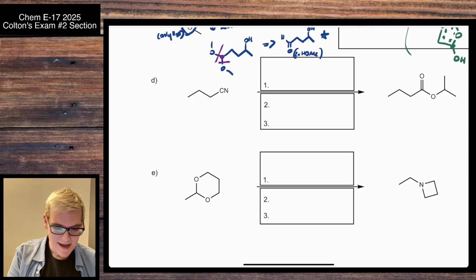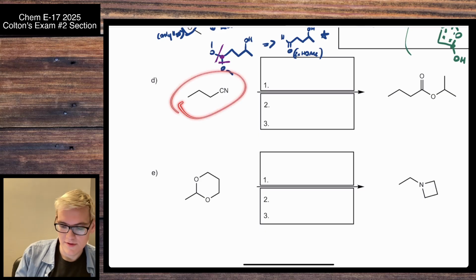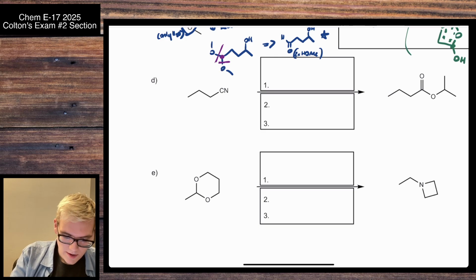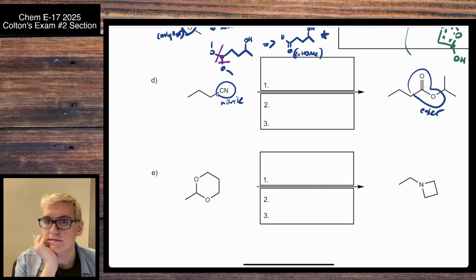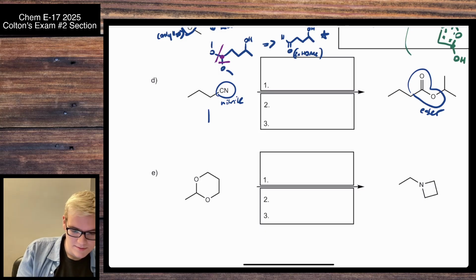Okay, so now these I always feel like are a little bit harder, where they give us molecules at the start and molecules at the end, and we have to figure out how we got there. So again, first thing, functional groups. Over here we have a nitrile, and then over here we have an ester. Well, nitrile, we really only know one reaction involving it. We know that we can turn a nitrile into a carboxylic acid, and that's about it. So, let's do that.